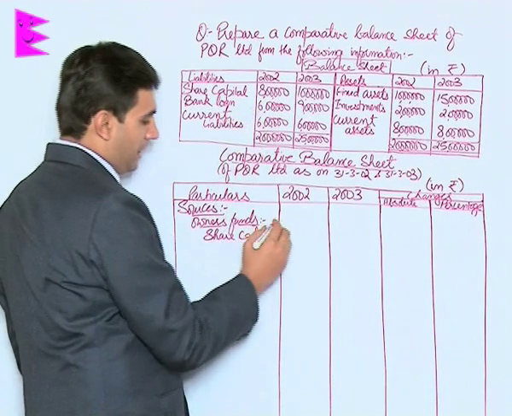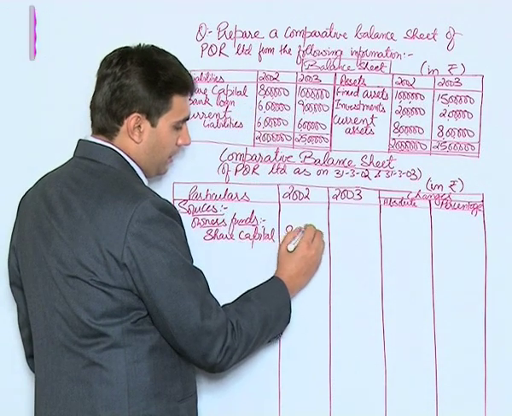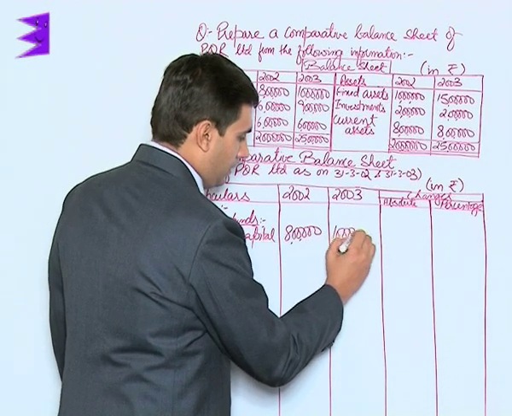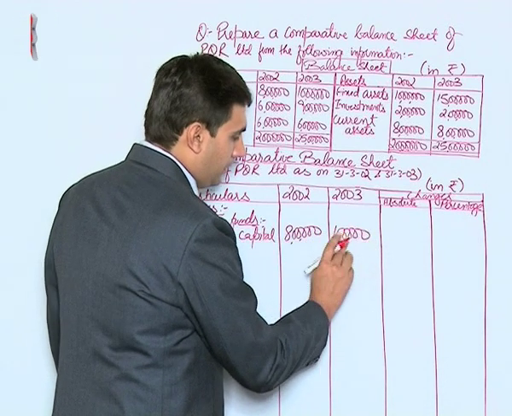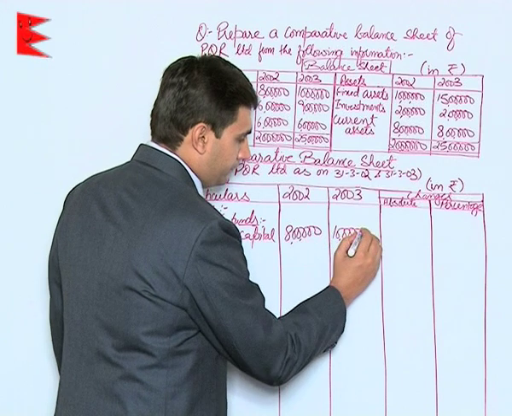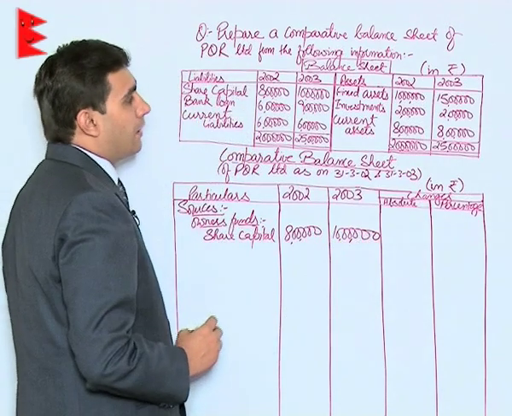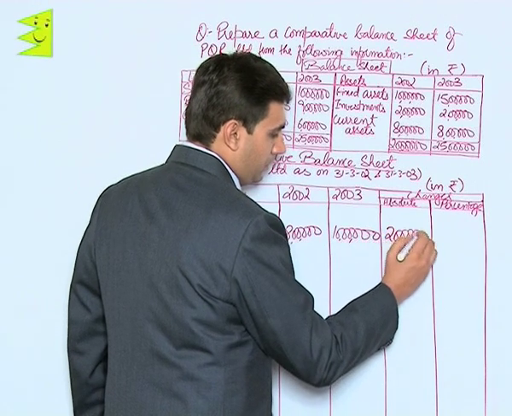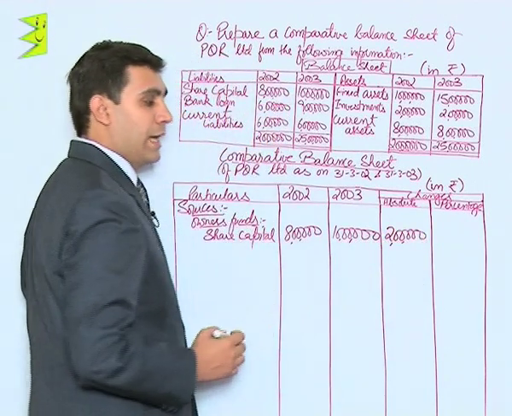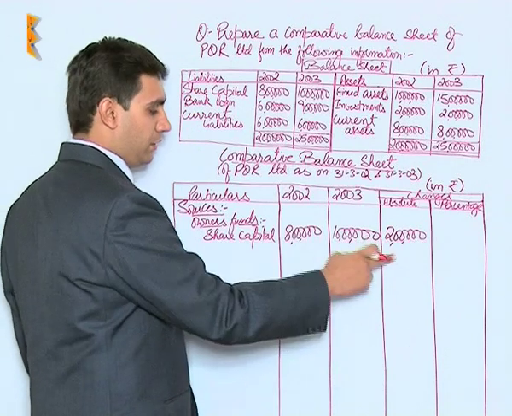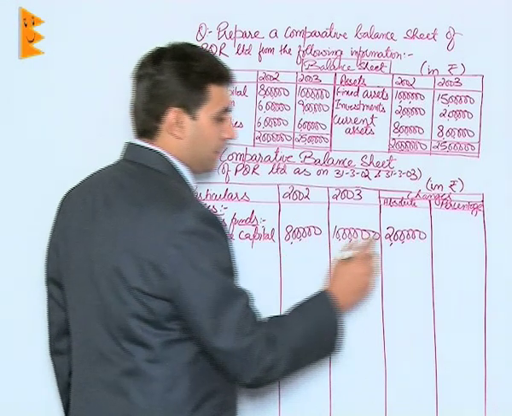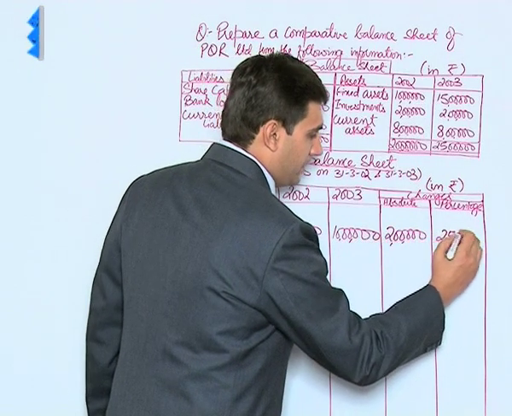So share capital is 8 lakh and this is 10 lakh. Absolute change would be 10 lakh minus 8 lakh, 2 lakhs, and the percentage change would be 2 lakh divided by 8 lakh into 100. That comes to 25%.